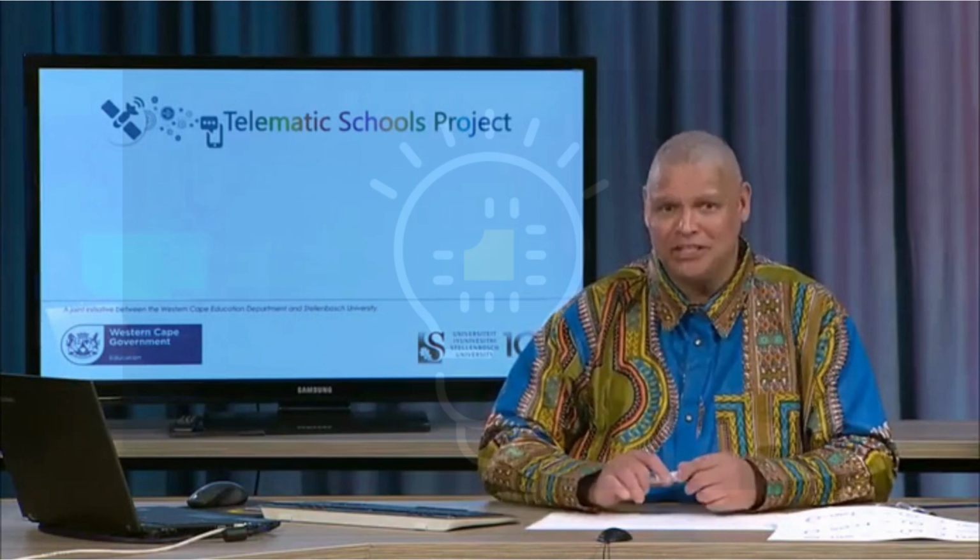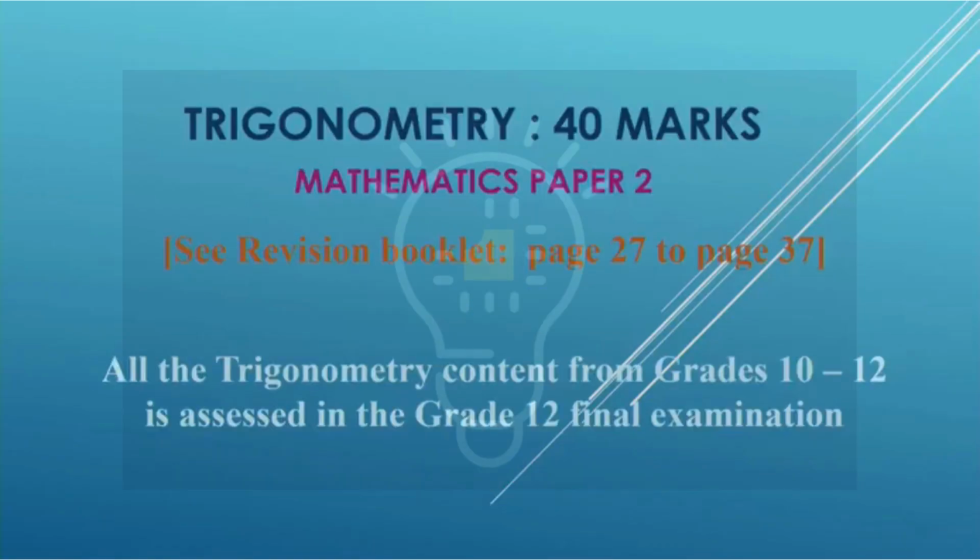The final segment of our Term 3 mathematics revision will revolve around trigonometry. Now, if you notice from the monitor, trigonometry is 40 marks in paper 2, right? And in our revision booklet, it's from page 27 to page 37. There you'll find many aspects of trigonometry that are examined in mathematics paper 2. So we encourage you to really work through these very fine examples.